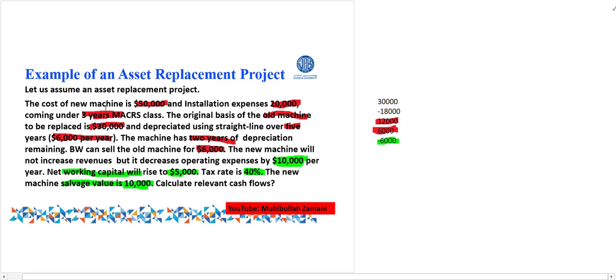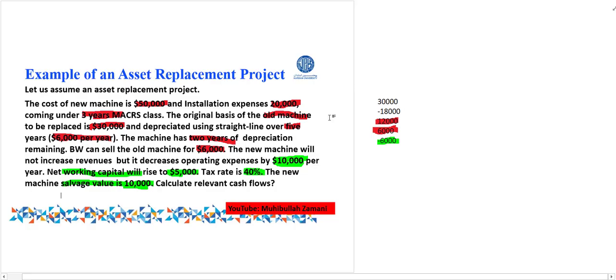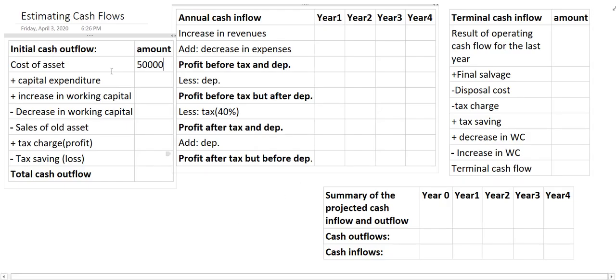Information is available. Cost of the project was 50,000 and installation expenses were 20,000. Like the previous example, I have given just the steps here, so you can apply the steps and find out the value. Cost of the project was 50,000, so mention 50,000. Capital expenditure, as you see from the example, was this much. And of course, working capital also increased by 5,000. These are the information we need for the calculation of initial cash outflow.